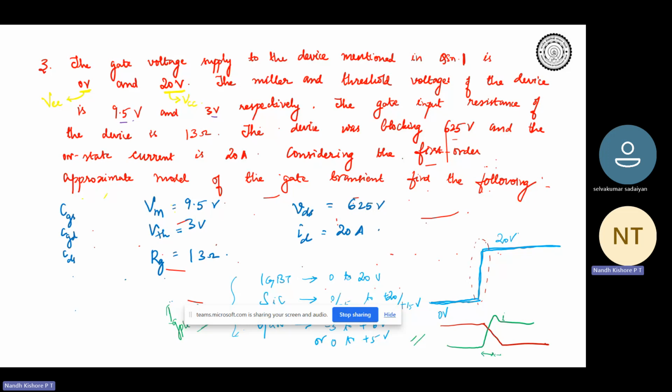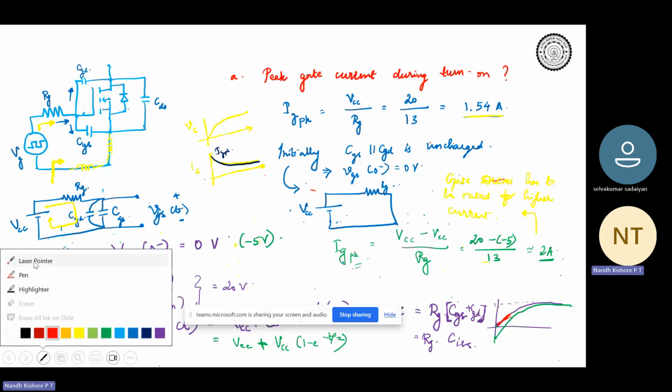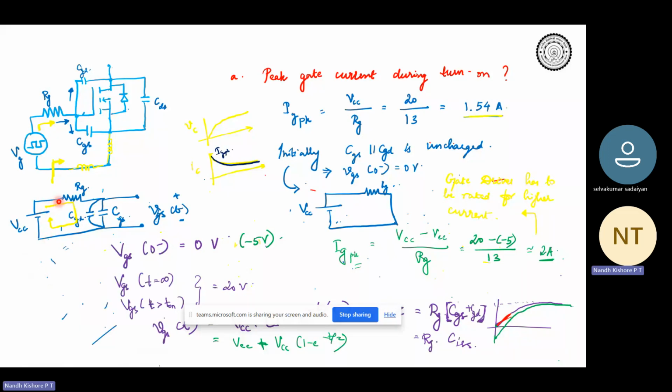We saw that the device is turning on, right? So with that, first question was what is the peak gate current during turn on? So initially when the capacitor is kind of discharged, and when you just give the VCC voltage, since it is discharged, it acts like a short circuit, correct? So the equivalent circuit becomes something like this, just VCC and then RG, right? So the peak gate current is going to be VCC divided by RG.